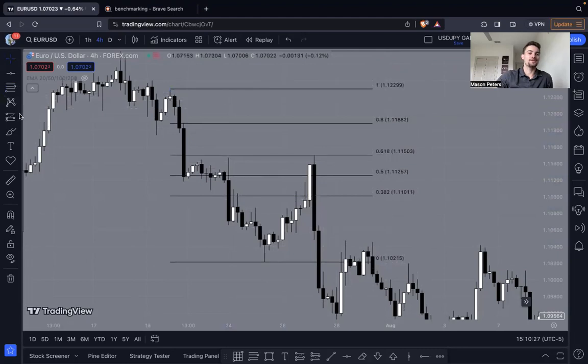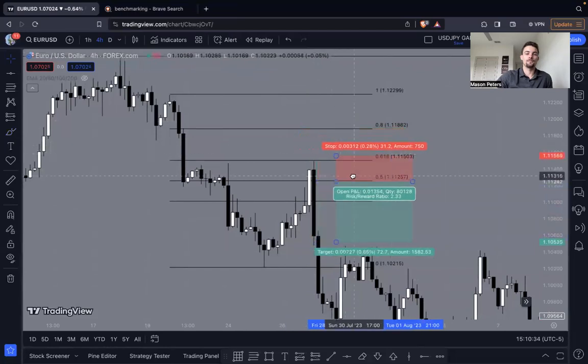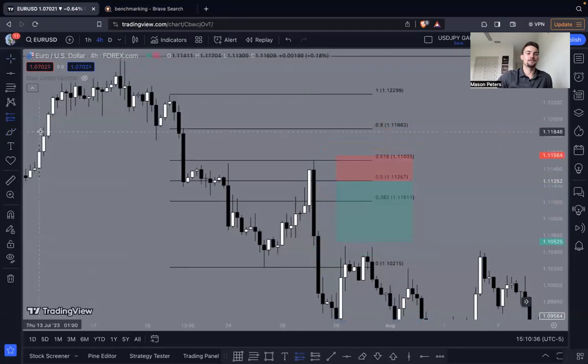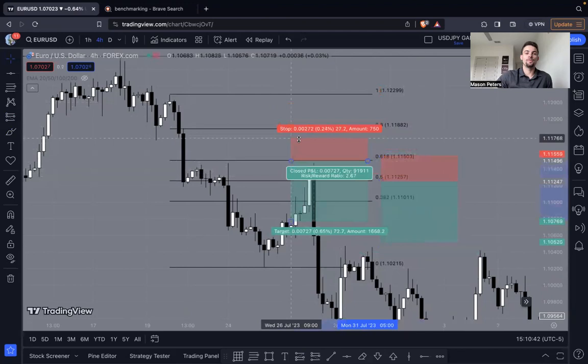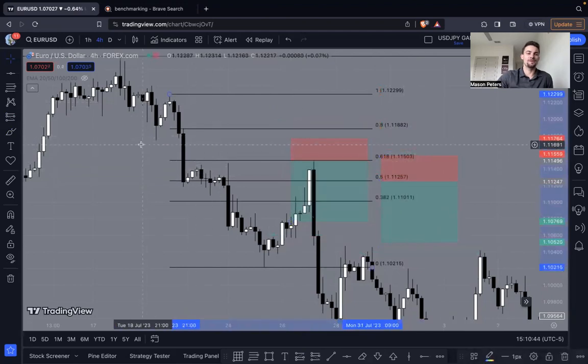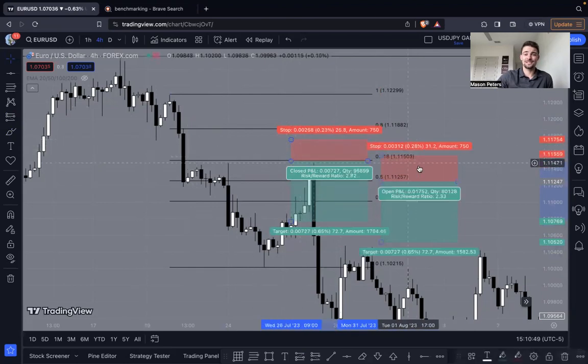We look for what? Sell positions at the 50 and 618%. So boom, 50% and 618%. We put our stop loss at the previous area. This is only a 26 pip stop loss. That's nothing.